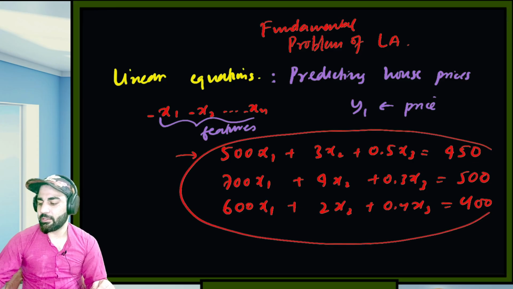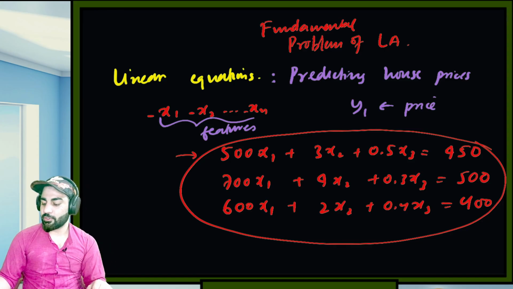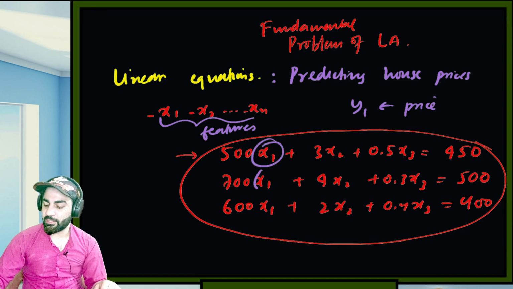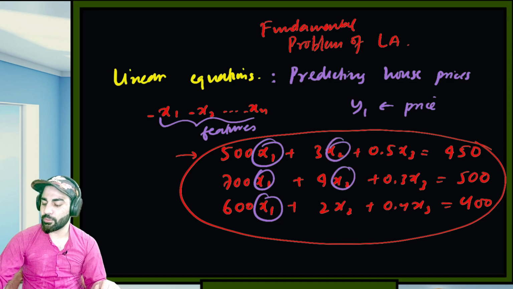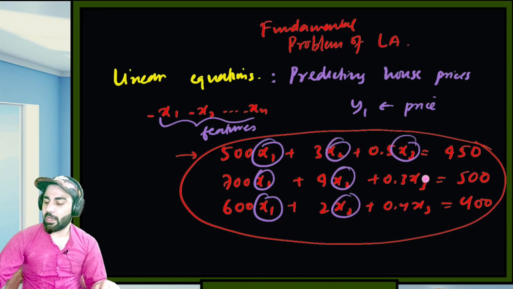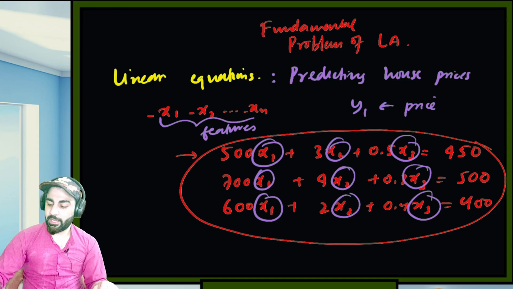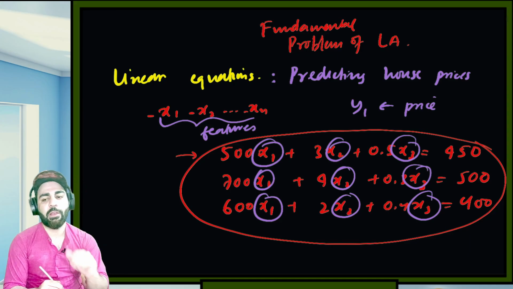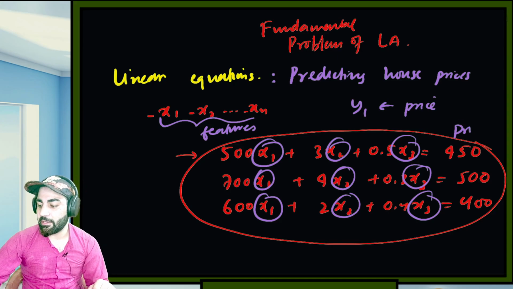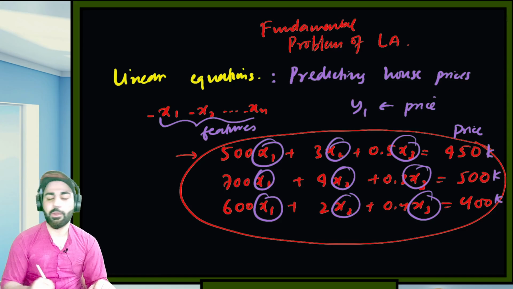Let's say I have 3 houses. Based on their square footage, and the number of bedrooms, and how far the amenities are, we have come up with some number for that. So based on these features, for each house we have constructed an equation, and this is the price. Let's suppose this price is 450k. Now you have this data.